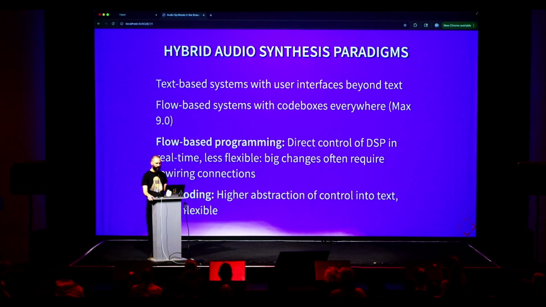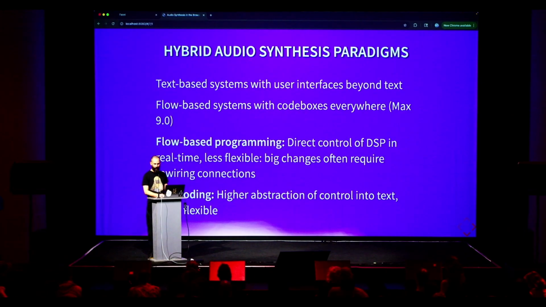So, for example, with text-based systems, we have user interfaces beyond text. There's sliders inside of Strudel. There's other elements inside of those sorts of systems as well that are not text. And then you also have flow-based systems like Max that have started to have code boxes everywhere. Wax is also, I would say, between the two.